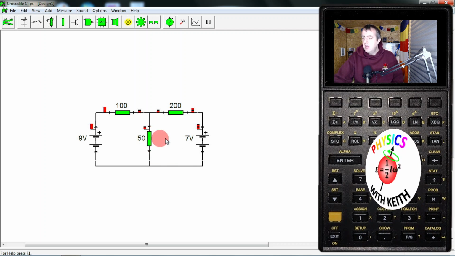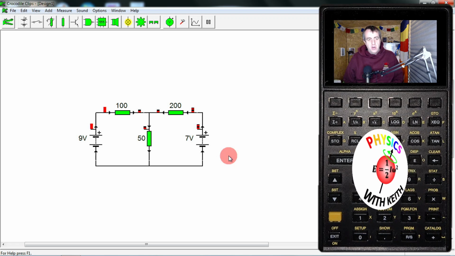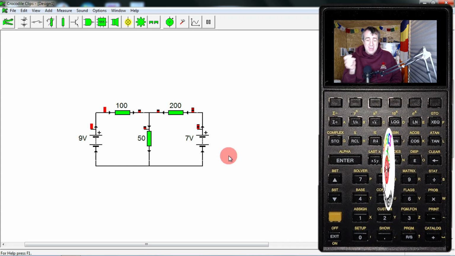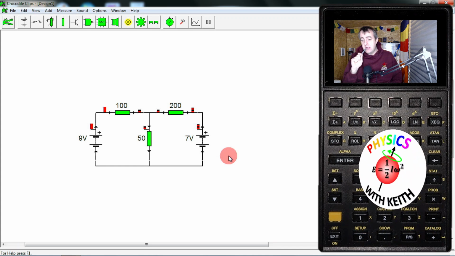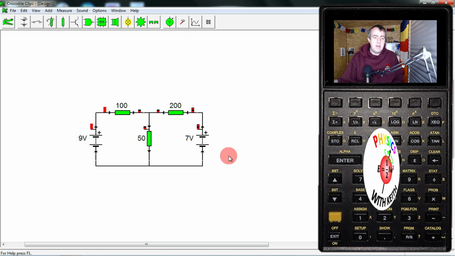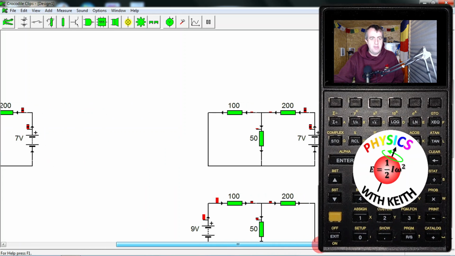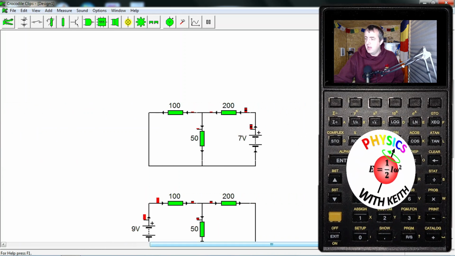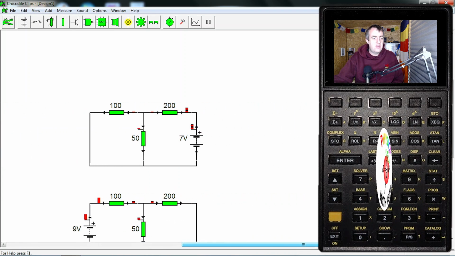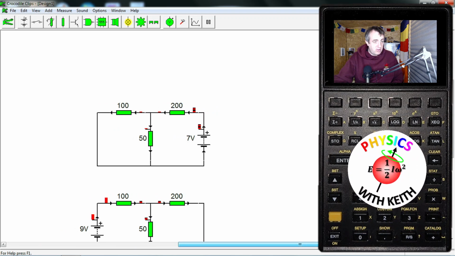Super. So that's fine. The problem is it took quite a lot of work, and it's easy to make a mistake when you're doing simultaneous equations with so many equations. So there must be a better way. Well, I don't know about better, but there is a quicker way perhaps, and that is to break the circuit into two smaller circuits for each of the power supplies.